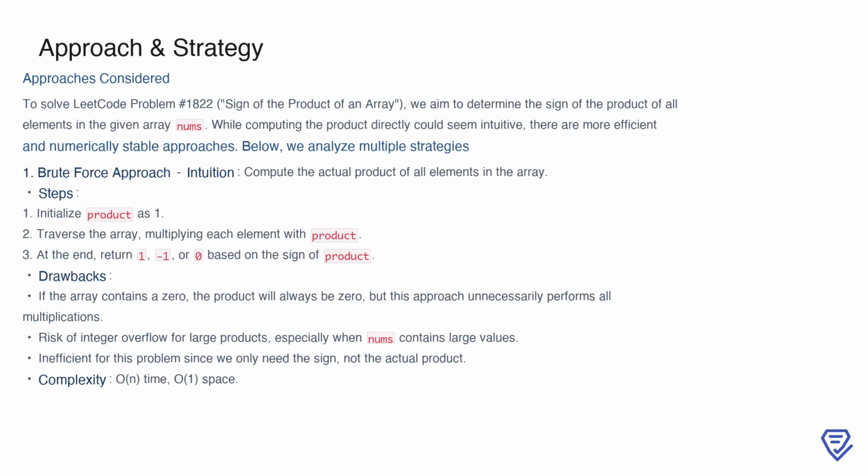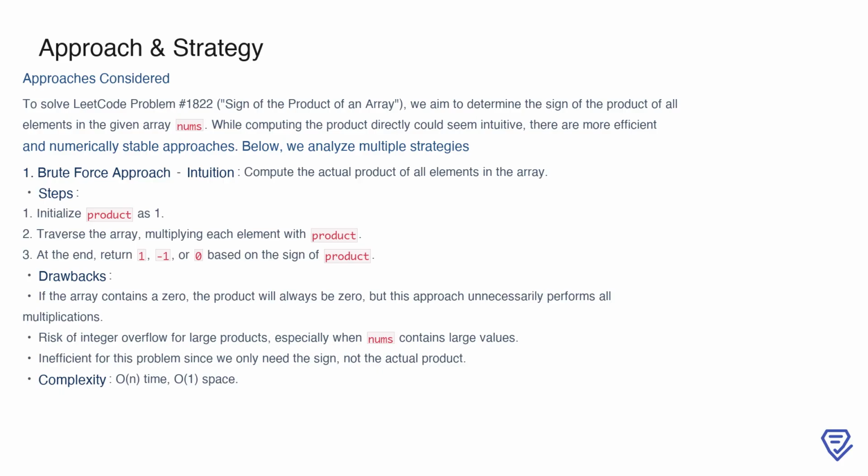To solve problem number 1822, the goal is to determine the sign of the product of all elements in the array nums. While it might seem natural to compute the product directly, this approach has some drawbacks. Let's explore the brute force method first. Here, we initialize a variable product as 1 and multiply it by each element in the array. At the end, we would return 1, -1, or 0 based on the sign of the product. However, there are significant issues with this approach.